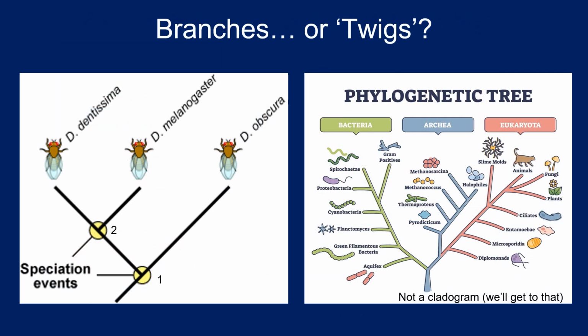When you're building a phylogenetic tree, you can use big groups with lots of organisms in them, like you can see on the right here, or you could use individual species, like you see on the left. So we could have branches or twigs. Well, no, actually, they're all called branches. I'm just trying to be funny. Let's start with the diagram on the left. We've got 3 species of Drosophila. Because they're all in the same genus, the genus Drosophila, we know they're very closely related, and they would have speciated not very long ago.